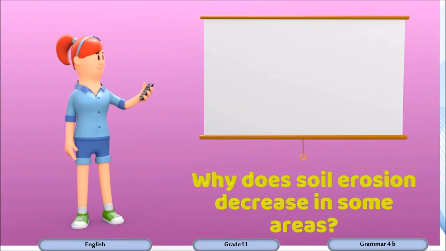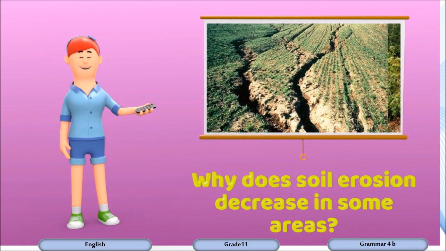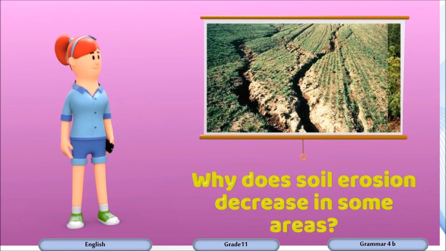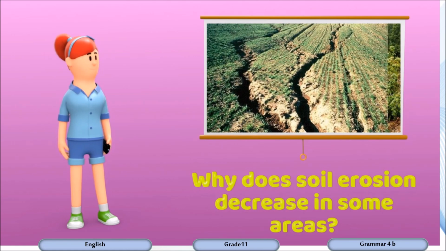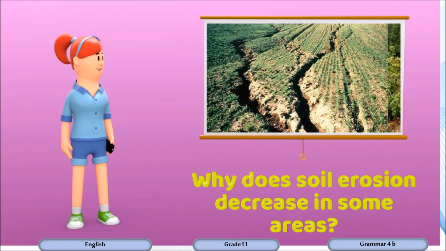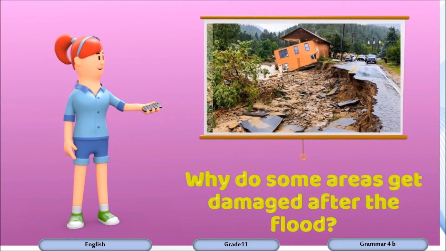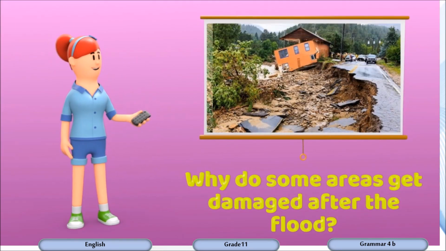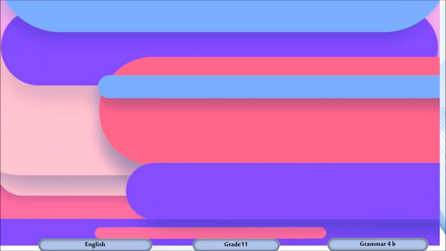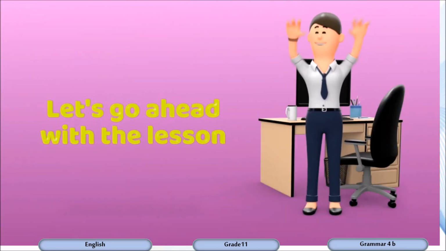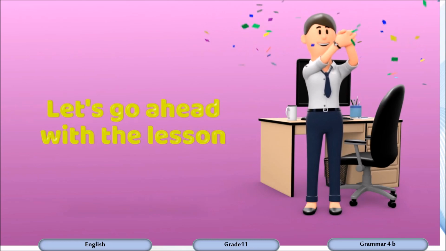Now let's try to find an answer to the following question using either clauses of reason or concessions. Why does soil erosion decrease in some areas? The next question, why do some areas get damaged after the flood? Now let's check your answers and go ahead with the lesson.